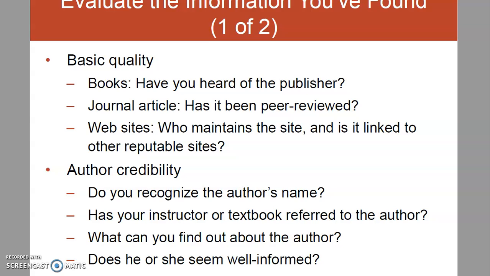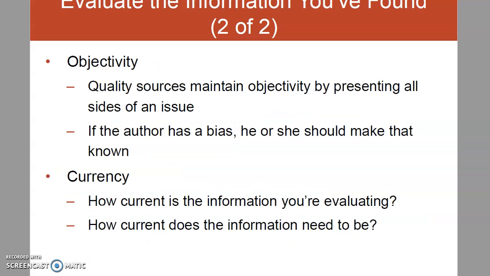The second part is author credibility. Remember, Professor Valentine told us about authors for articles having lots of initials behind their name and being affiliated with universities and research institutions. So you need to see the author and look at the credibility. The third part is objectivity or bias, making sure that all sides of the issue are presented and that the author is not having a bias and trying to convince you of something.